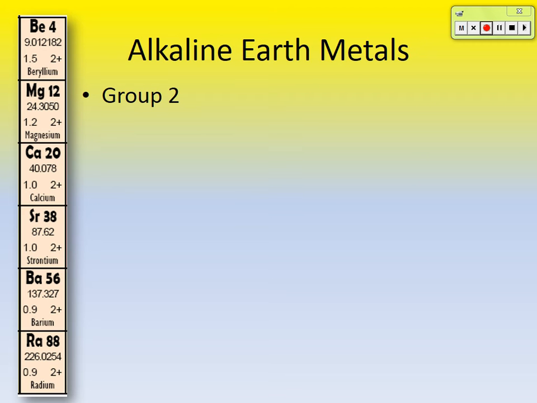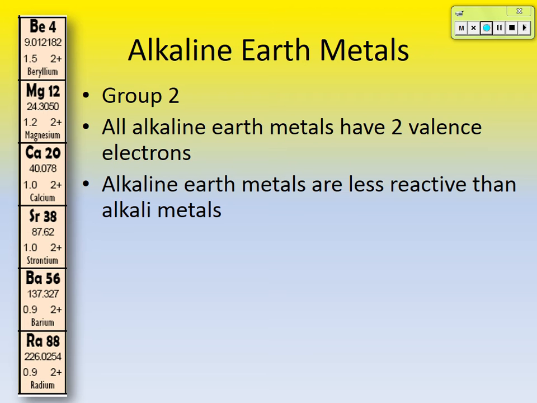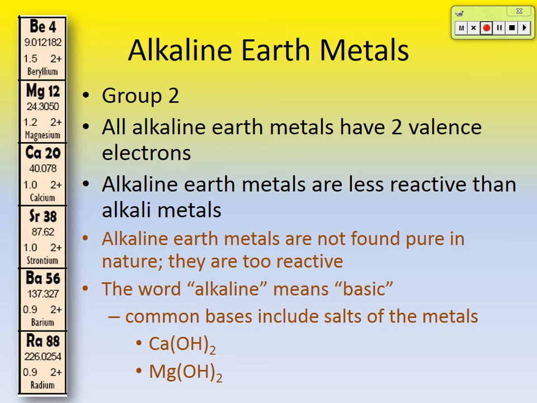Okay, let's go to group 2. Group 2 are called the alkaline earth metals. And they have 2 valence electrons. I think you need to fill that out in your notes, right? They're less reactive than the alkali metals, but they're still pretty reactive. They're never found by themselves or pure in nature. And again, it's because they're very reactive. They're going to try and form a bond with somebody on the periodic table so that they can obey the octet rule.